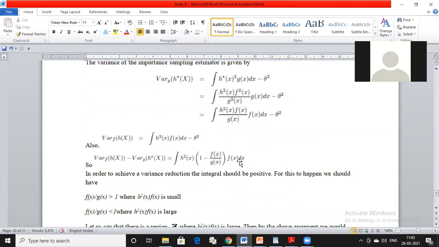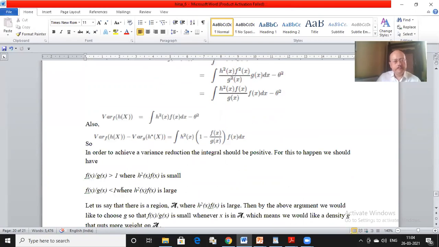Yes, sir. So what I want to do is make this quantity positive, in fact as large as possible, because that would give me the variance reduction I'm looking for. And now, because of this explicit algebraic form, I can prescribe that we should choose G in such a way that whenever H square into F is small, I can choose F by G greater than 1. And whenever H square F is large, I can make F by G less than 1.